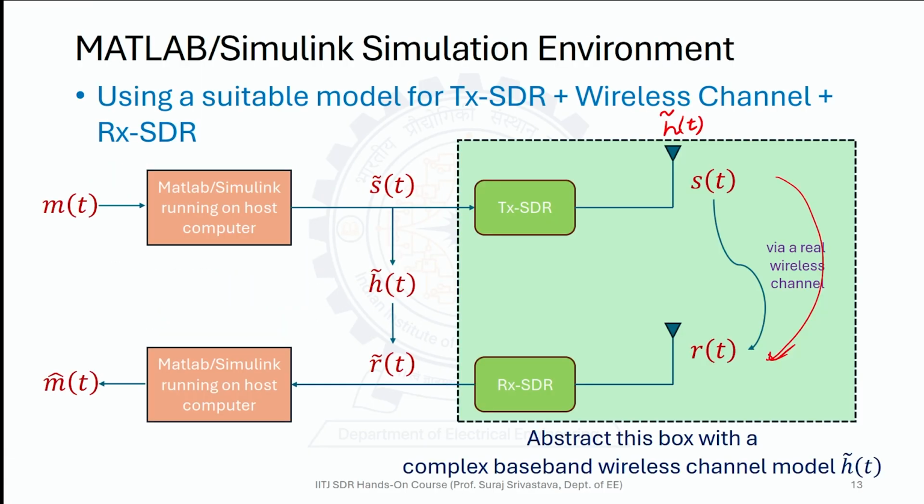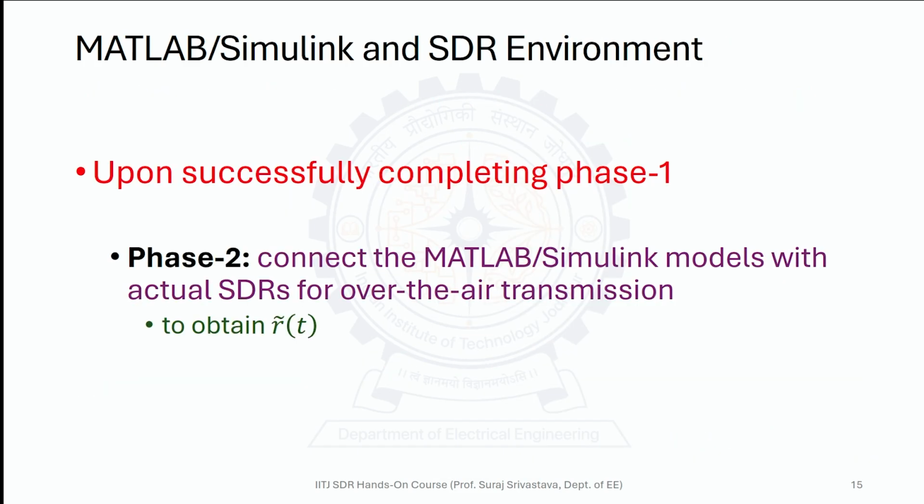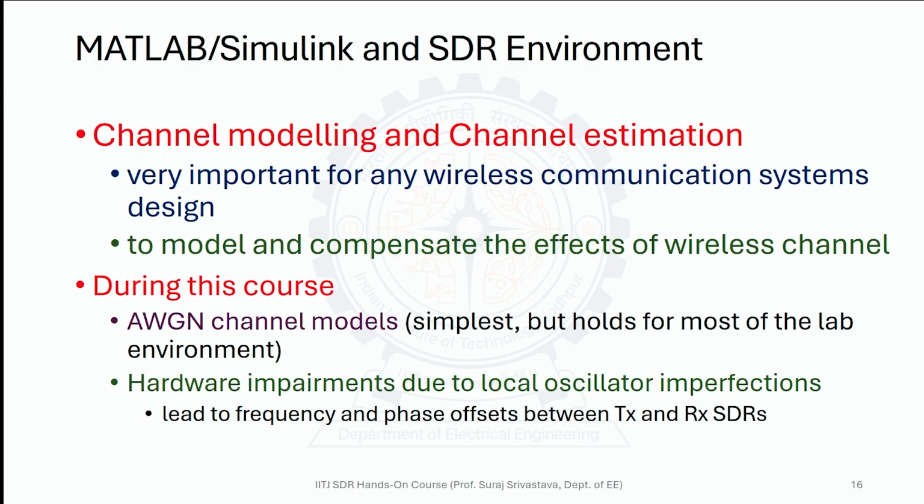So, this is what is summarized here. If you want to work in the simulated environment, then you can generate the S tilde T. From there, you can directly generate R tilde T without transmitting it, using the channel models. And then again, you can run the baseband signal processing algorithms of the receiver side to recover the message signal M hat T. But to complete the prototyping phase, you have to connect to the SDRs and then complete the experiment. And therefore, as we discussed, channel modeling and channel estimation is very important for wireless communication system.